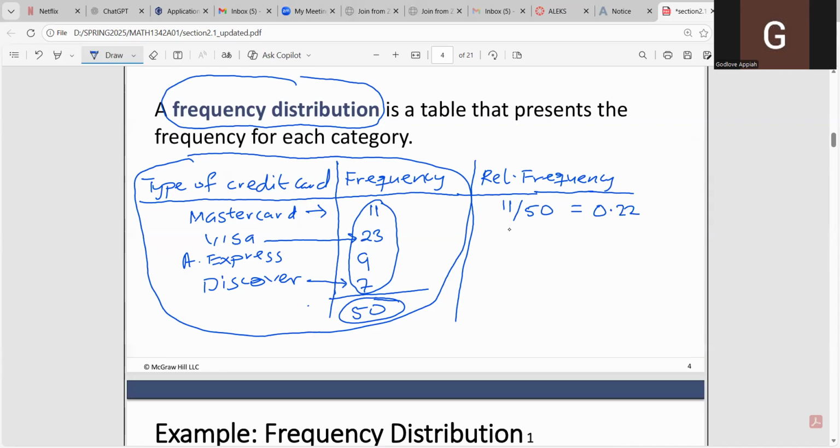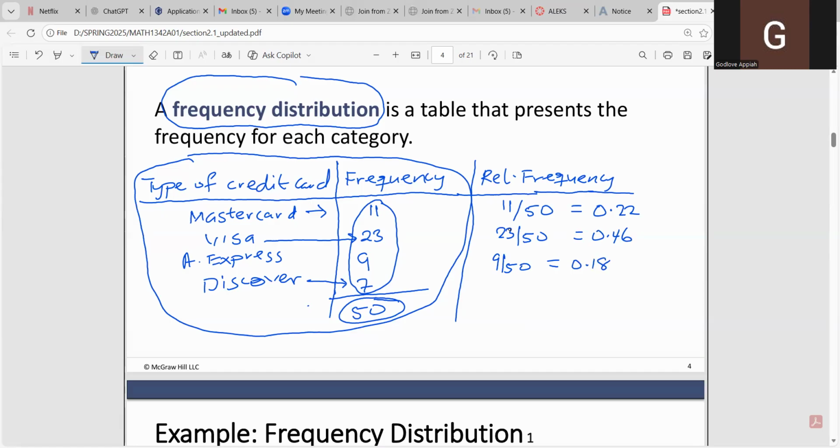Now for the Visa category, we're going to have the frequency, which is 23, divided by the sum of all frequencies, and that is 50. This should give us a relative frequency that is approximately equal to 0.46 to 2 decimal places. All right, for American Express, it's going to be 9 divided by 50, and that should be equal to approximately 0.18 to 2 decimal places.